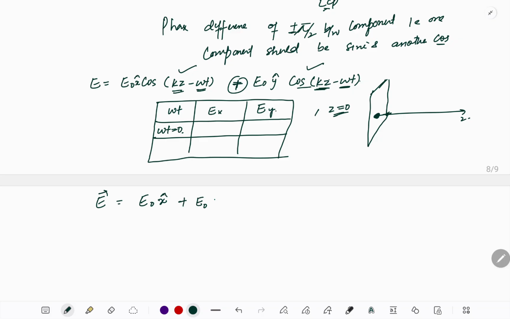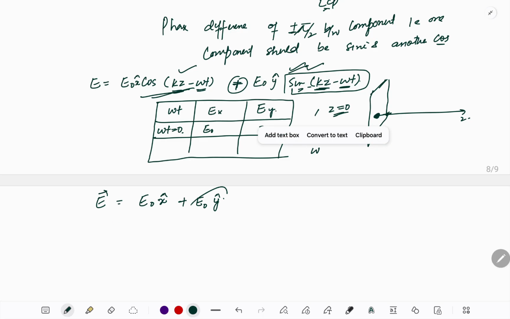E naught y cap. Sorry, this is sine, I wrote it wrong. So if this is cos, this must be the sine component, sine. Okay, so this will become whole 0, so it vanishes, and this part sustains, so there is E naught only in the x component, the y component is 0. Now after that we'll take omega t is equal to pi by 2.